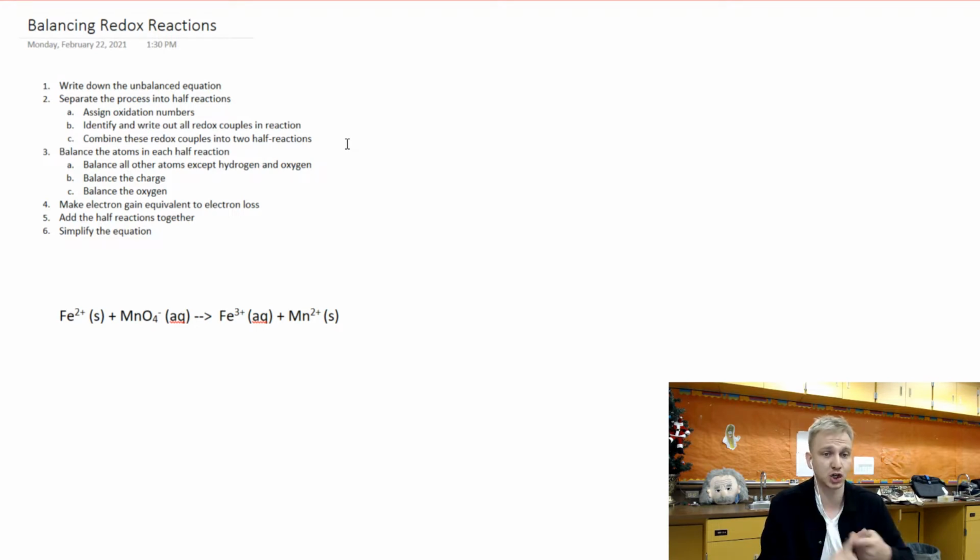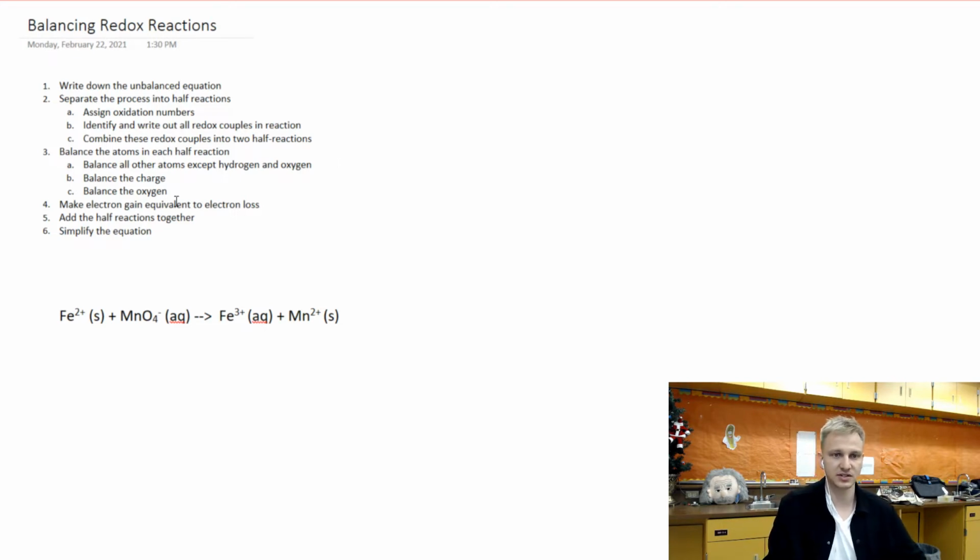We're going to make sure that our charges are balanced on both the products and reactant side, and then we're also going to balance the oxygen at the end. We're going to make the electron gain equivalent to the electron loss, and then we're going to add the half reactions together and simplify the equation, removing whatever parts appear on both the products and reactant side.